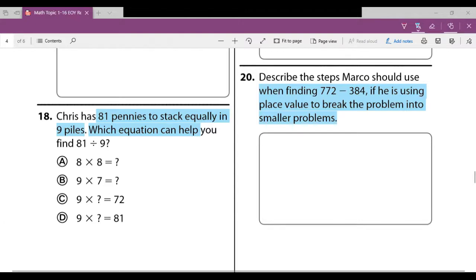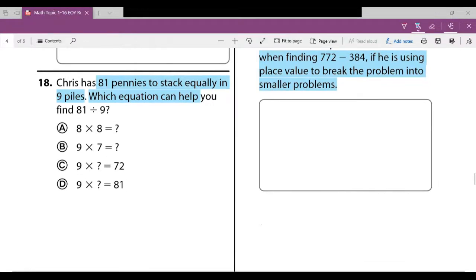We have 8 times 8, which equals 64. So no, I'm not gonna use that. 9 times 7 equals 63. So no. 9 times what would equal 72? No. And then we have 9 times what would equal 81. There we go. And then that question mark that we're filling in, we know would be 9, okay? 81 divided by 9 equals 9. 9 times 9 equals 81. Okay. So our answer is D.